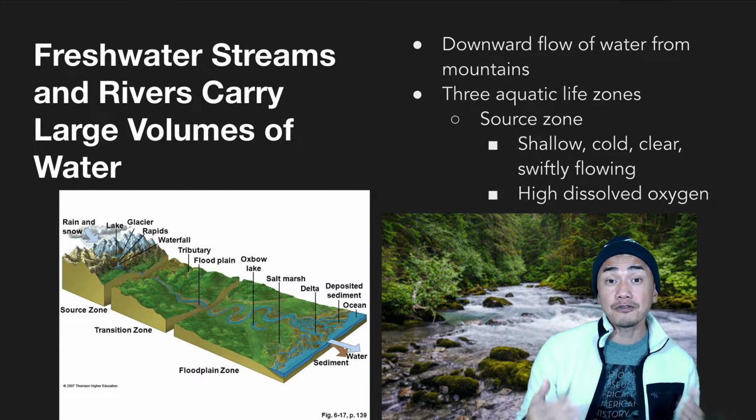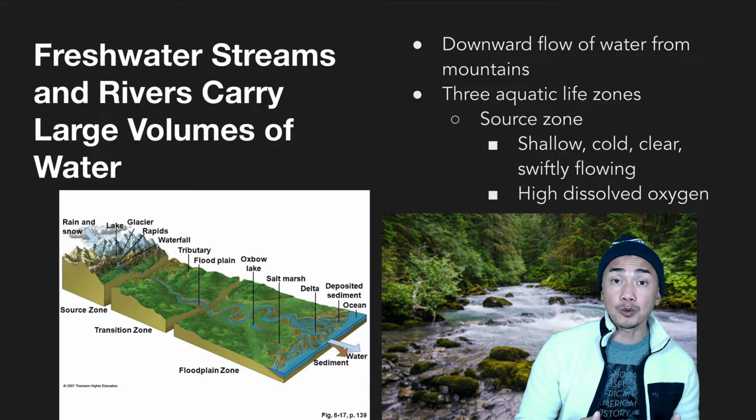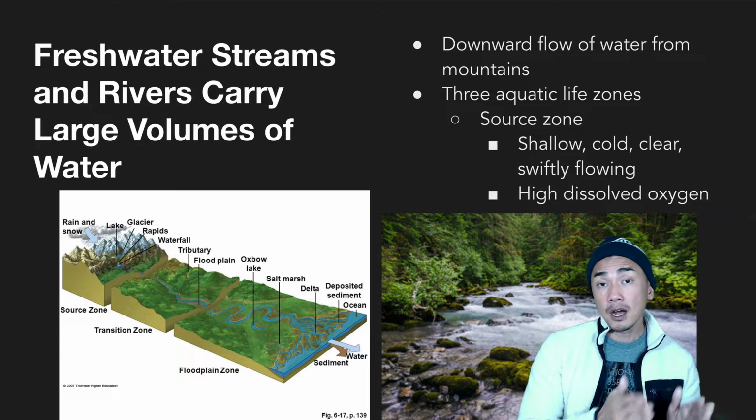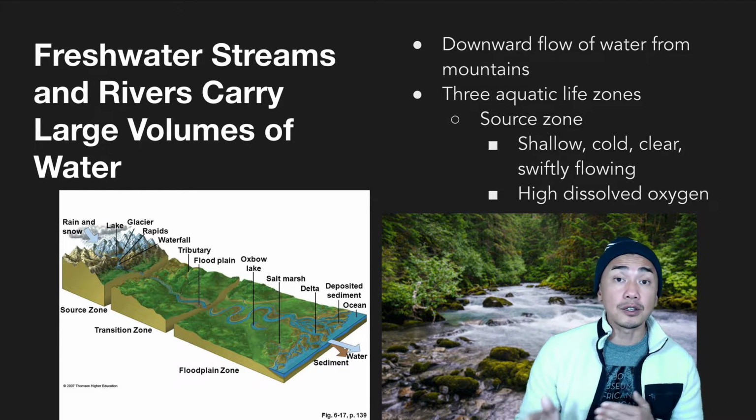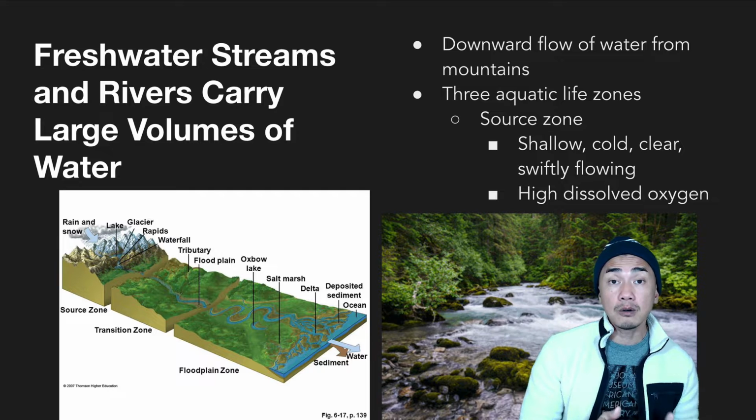Water in a river flows because of gravity. Water flows downward from mountains and higher elevations. Rivers can be divided into three different zones. The first is the source zone, where the river starts. Water here is shallow, cold, clear, and swiftly flowing. Water in the source zone also has high dissolved oxygen.